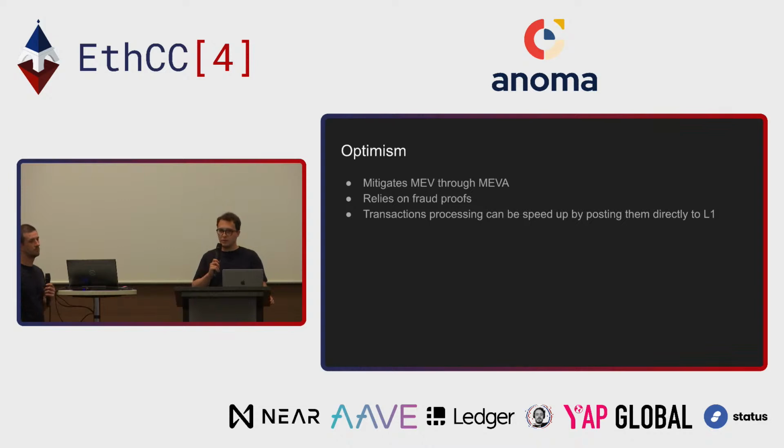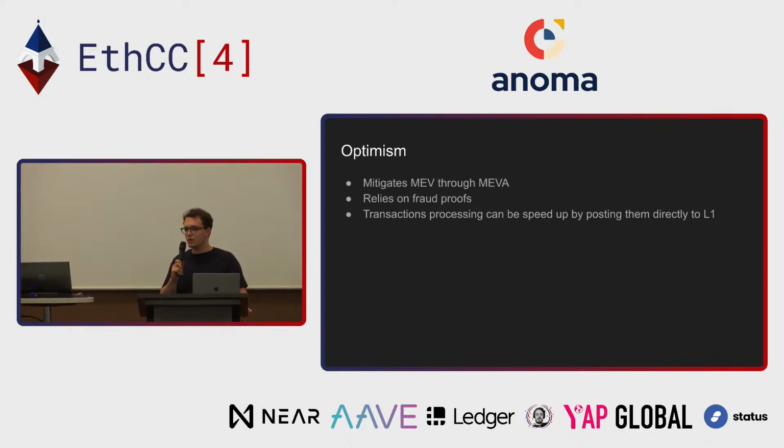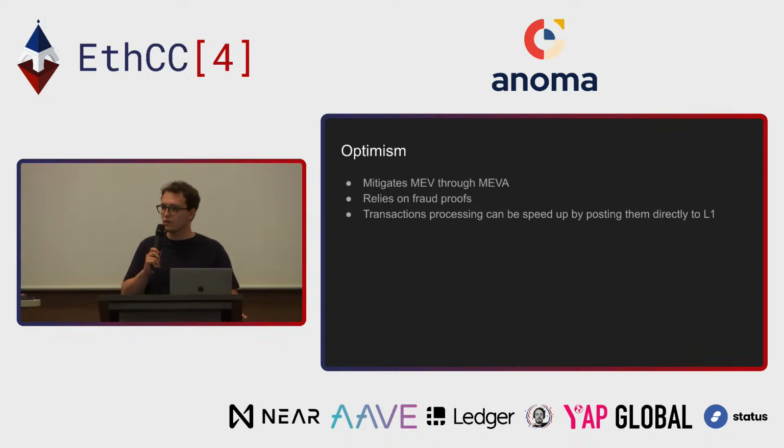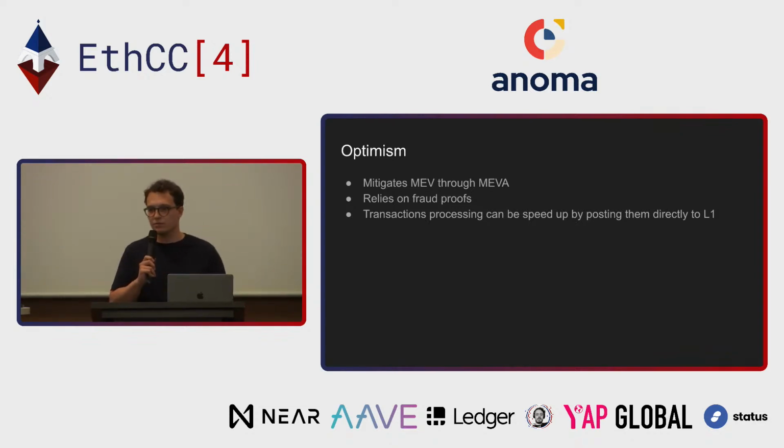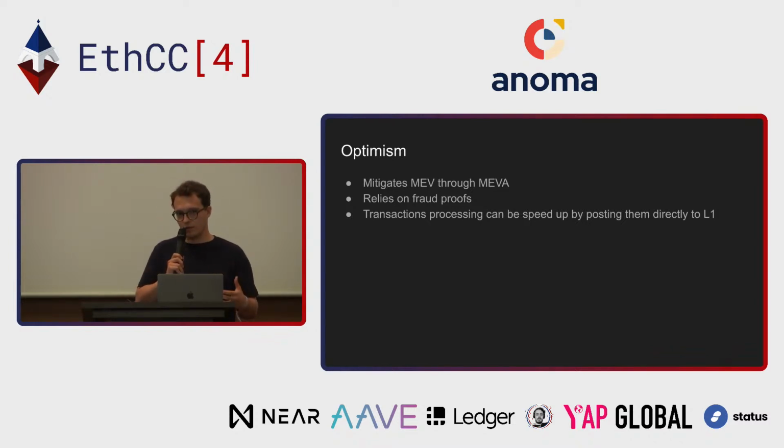So Optimism is obviously the most known optimistic rollup, and there are various ways of mitigating MEV, for example, by MEV auctions and using fraud proofs. Yeah, it's for proving that the transactions are valid, and also the transactions are posted on layer 1, and there is a way to speed up the execution by posting it directly instead of going through the sequencer.